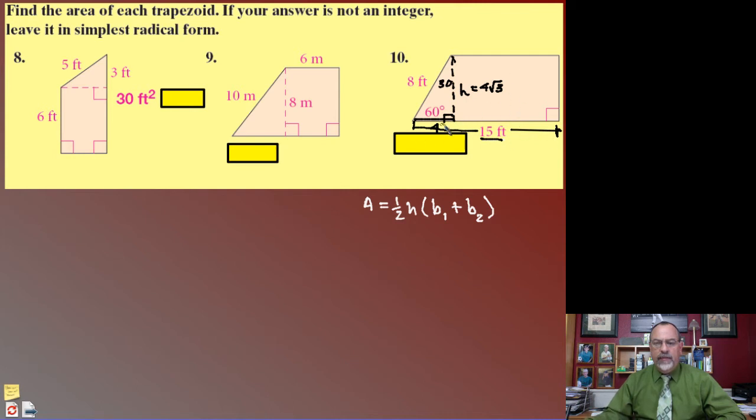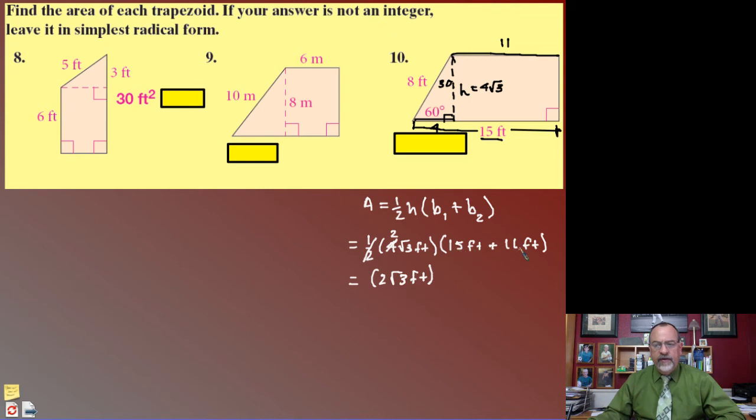And then I can use 15 minus 4 to get my other base, so that's going to give me a base of 11. So now I have all my values determined. I can substitute them into my expression. So I have 1/2 the height, which is 4 square root of 3 feet, and then one base is 15 feet, plus another base of 11 feet, and then I can do my arithmetic. Because this is even number here, I'll go ahead and take half of that, so that makes that a 2, so that gives me 2 square root of 3 feet.